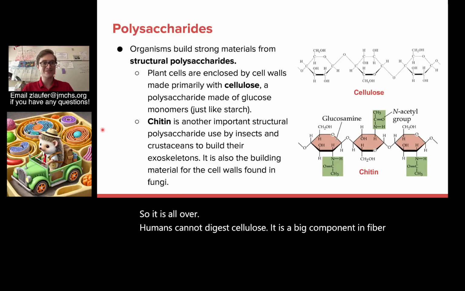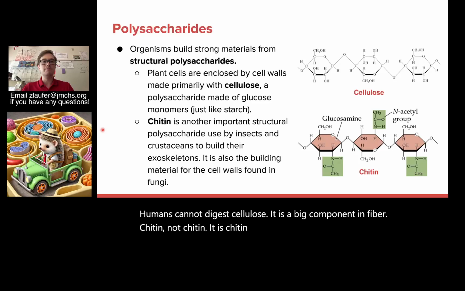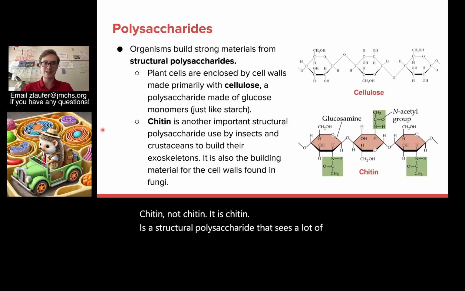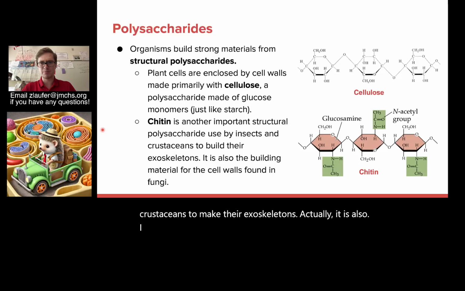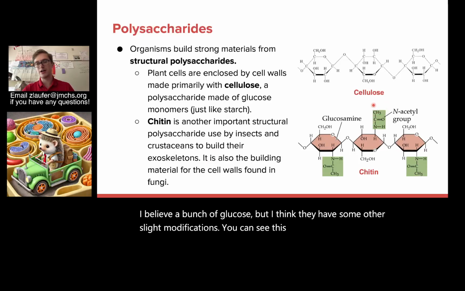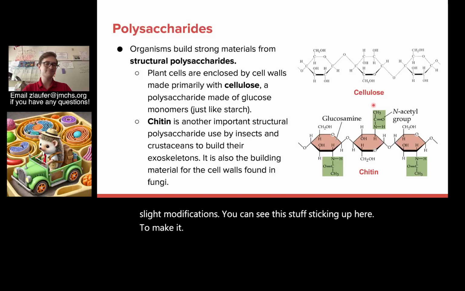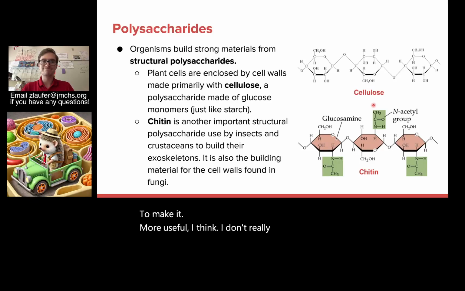Chitin, not chitin, it is chitin, is a structural polysaccharide that sees a lot of use in insects and crustaceans to make their exoskeletons, actually. It is also, I believe, a bunch of glucose, but I think they have some other slight modifications. You can see this stuff sticking up here to make it more useful, I think. I don't really know. Point being, chitin is the animal structural polysaccharide. It's their shells.